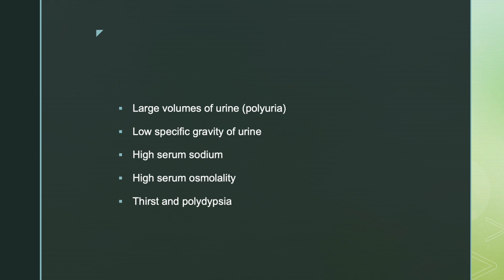Clinical manifestations include a large volume of urine because the kidney cannot retain fluid, and low specific gravity of urine because water is being secreted more than sodium. Since the blood is losing fluid, there would be high serum sodium and high serum osmolarity. This would be associated with thirst and polydipsia, meaning the patient drinks large amounts of water.